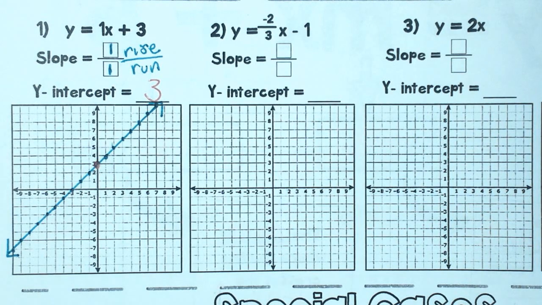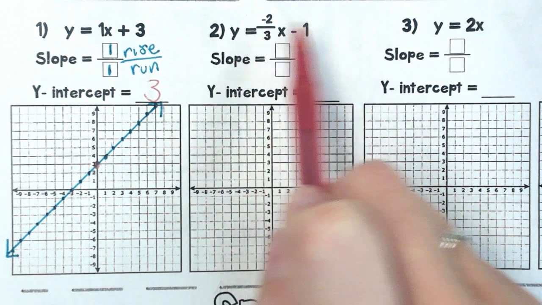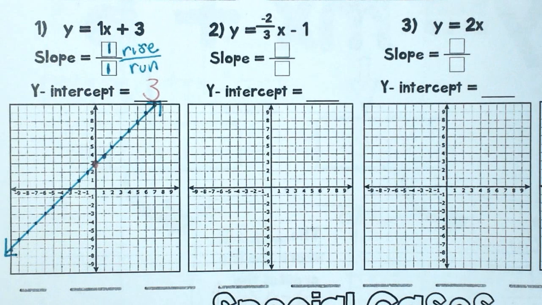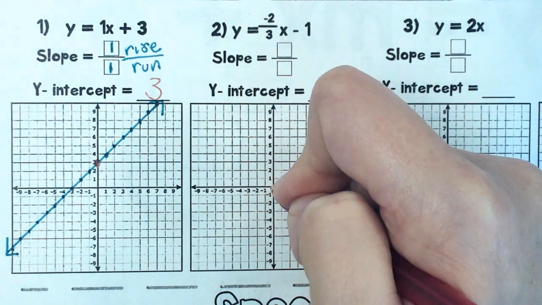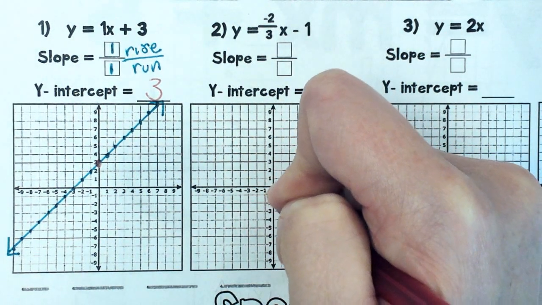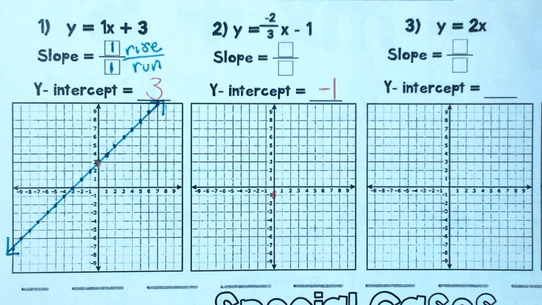Okay, the next one. Number 2. Where is my y-intercept? Where am I beginning? James P.: Negative 1. So on my y-axis, I'm going to go down because that's where negatives are. Down to negative 1 and put your point.